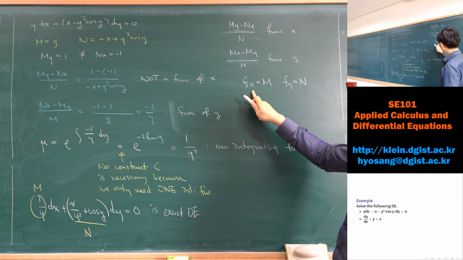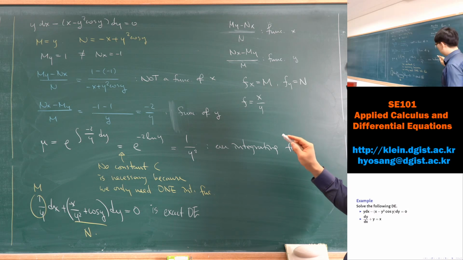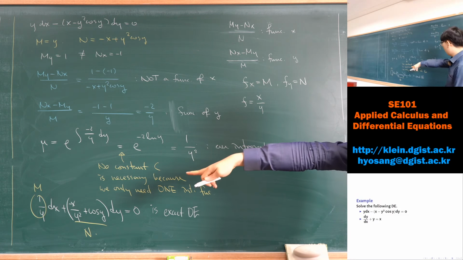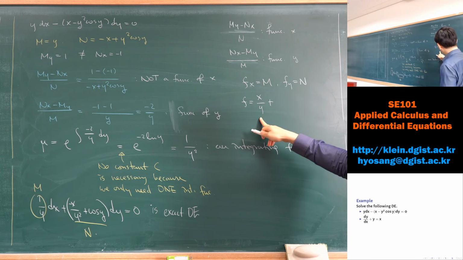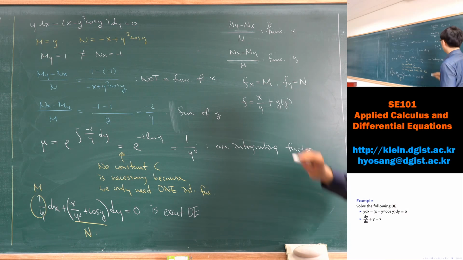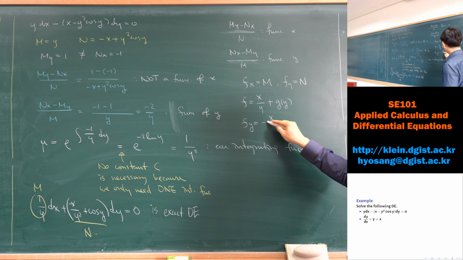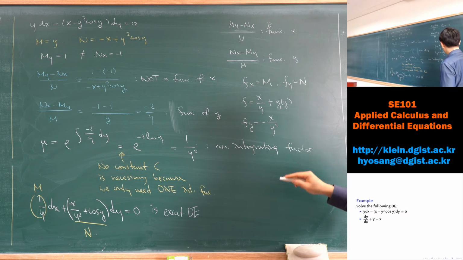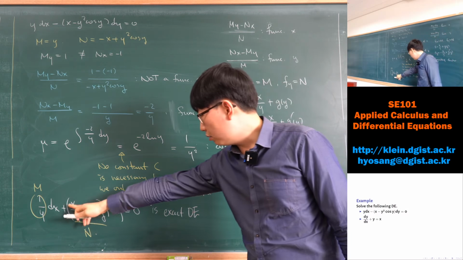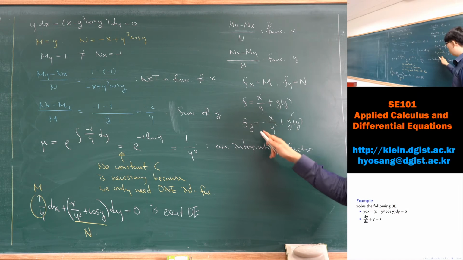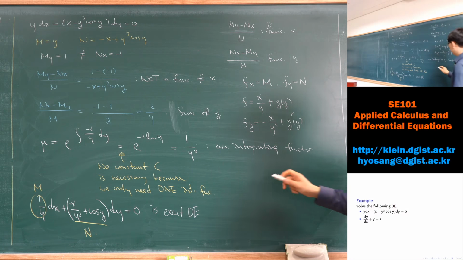So first of all, if f_x equals 1 over y, then f must be equal to x over y, right? Because that's what we get after taking the derivative of x by taking y as a constant, plus some function of y. So when you take the derivative with respect to y, again, you get minus x over y squared plus g prime of y, and that must be equal to N. So the first term has already appeared here, so g prime of y must be cosine y. So g of y must be sine y.